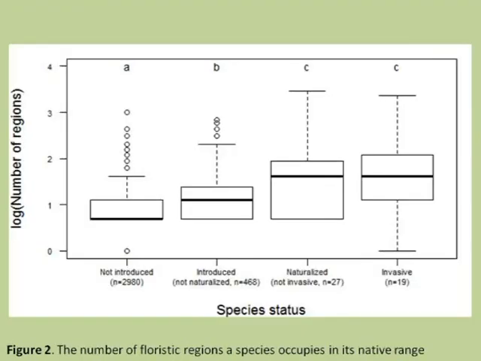The number of floristic regions was also an important variable in the boosted regression tree models. This was used as a proxy for native range size. And as you can see from the figure, species that occur over a larger area in their native range have a greater chance of being introduced and naturalized, but other factors come into play for invasion.